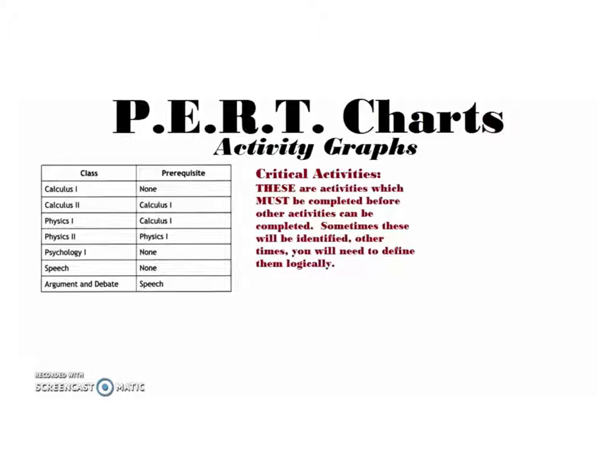So the critical activities. In this example here, we have a bunch of classes we got to take. If you look in the prerequisites column, you'll see that some classes have no prerequisites. Those classes are going to be critical activities for activities that you got to perform later. One thing, you can't do Calculus 2 until you do Calculus 1, can't do Physics 2 until you do Physics 1.